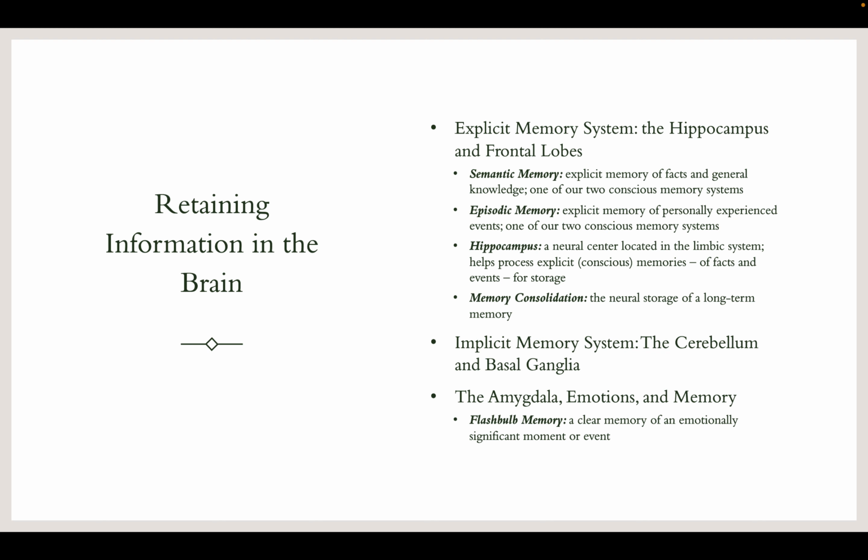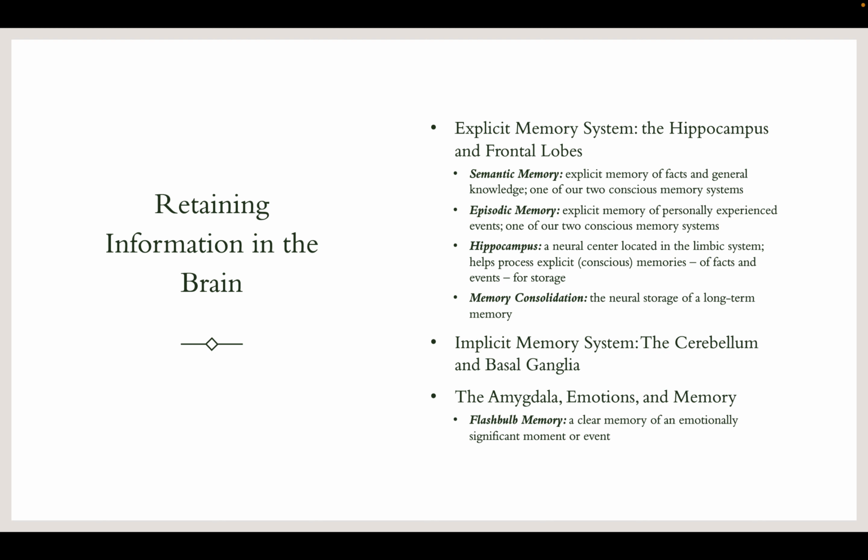Semantic memories are explicit memory of facts and general knowledge. Semantic memory is remembering the facts for a test, remembering directions, that sort of thing. Episodic memory is explicit memory of personally experienced events. So this would be remembering your high school graduation, remembering a concert that you went to, anything like that. So those are the two types of explicit memories.